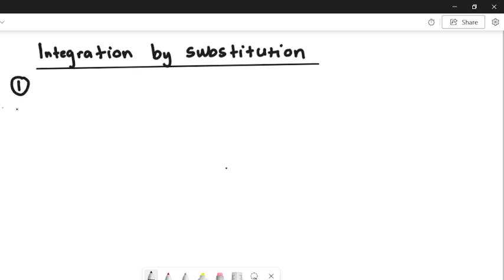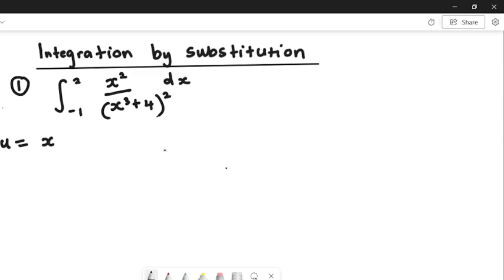Our example 1: we have the integral from -1 to 2 of x squared over (x cubed plus 4) squared dx. So we make a substitution. We're going to say let u be equal to x cubed plus 4.